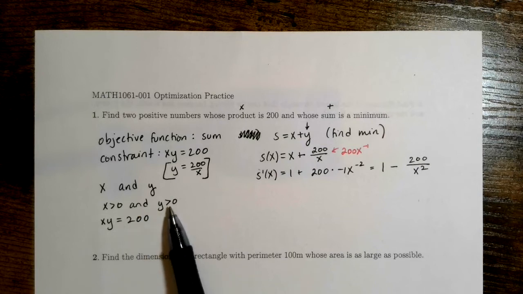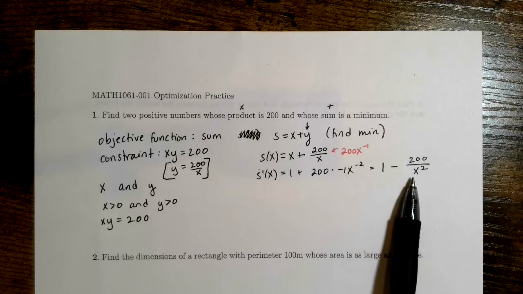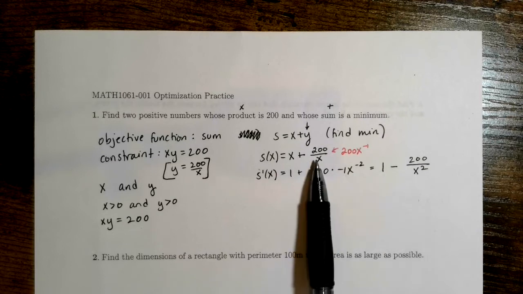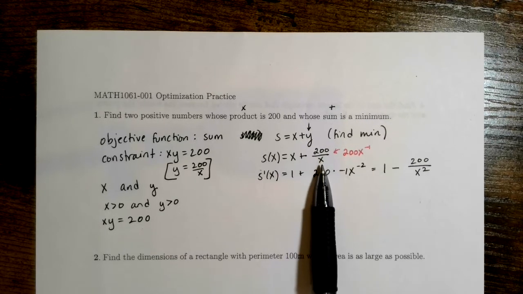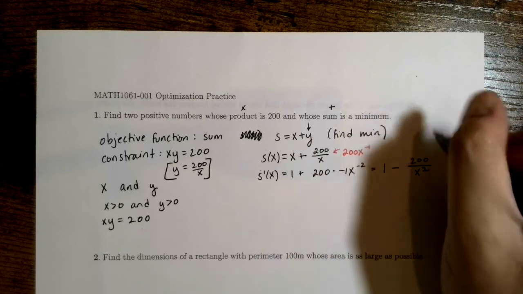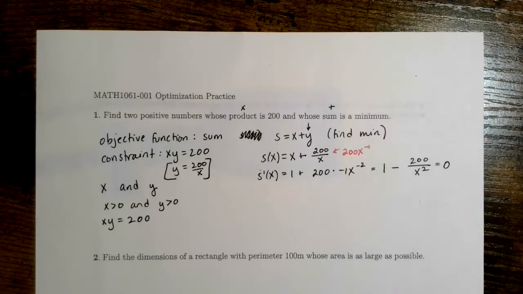So we're going to test numbers strictly greater than 0. So we can acknowledge that it is a critical number, although it's not in the domain of the function anyways, so we're going to ignore it. So what we're really going to do is set this equal to 0 and solve for x.